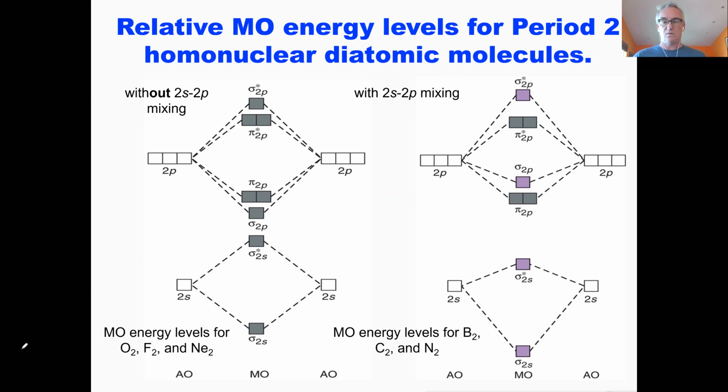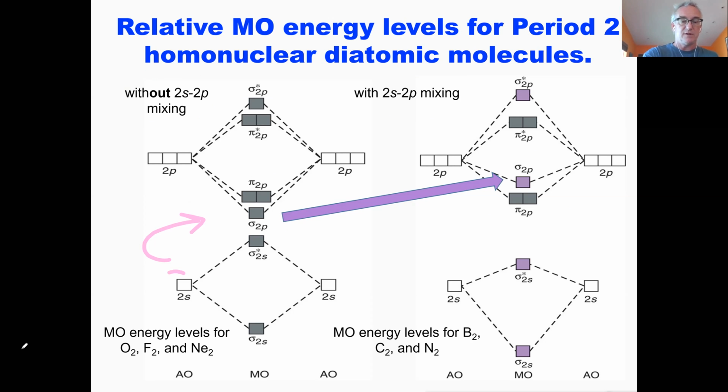Let's just think about where we would put our electrons. So yeah, there's the difference. Sigma 2p moves from being the first bonding orbital outside of sigma 2s to being the second one. That's the only difference. So now we have 2s bonding and we have 2p bonding. 2s bonding, 2p bonding. And then we just add those electrons together.